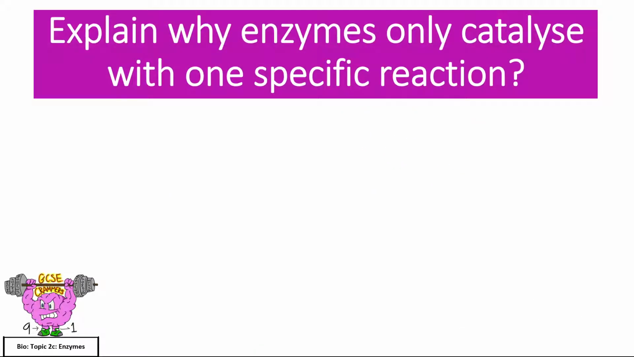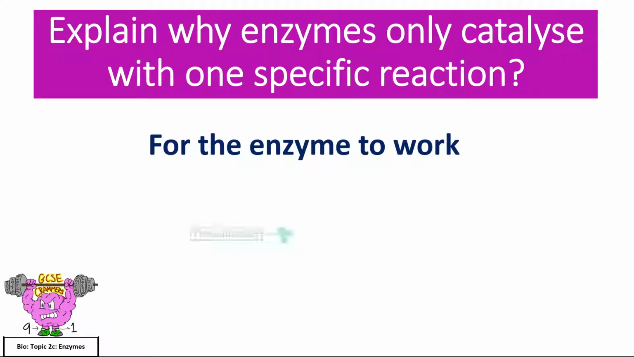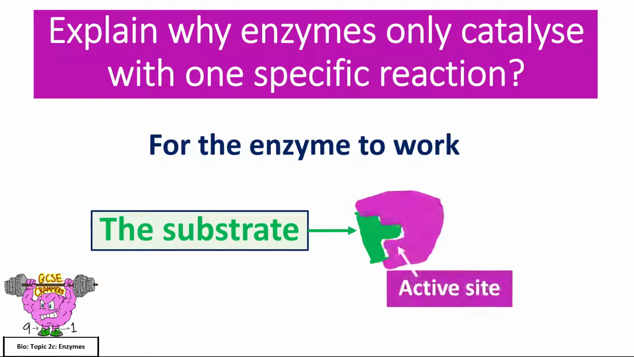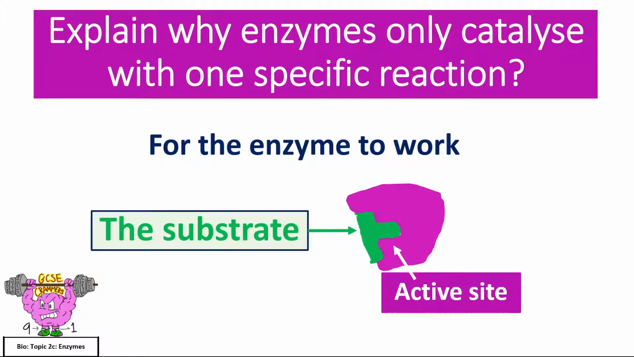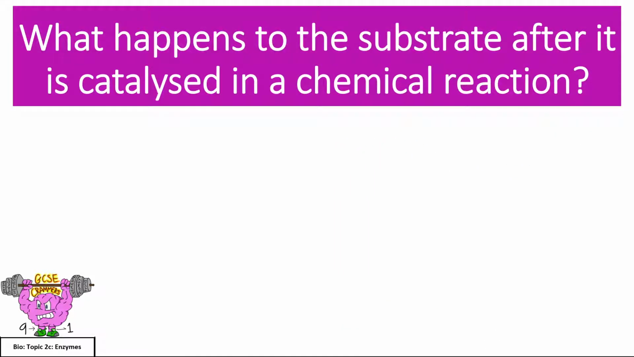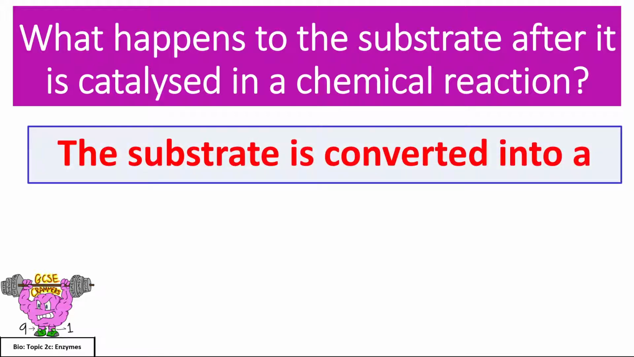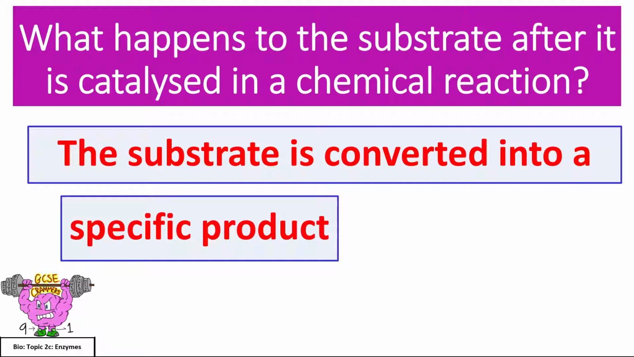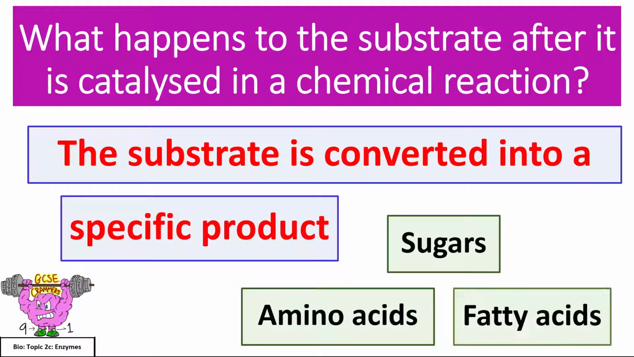Explain why enzymes only catalyse one specific reaction. This is because for the enzyme to work, the substrate must fit the active site. What happens to the substrate after it is catalysed in a chemical reaction? The substrate is converted into a specific product: sugars, amino acids, or fatty acids.